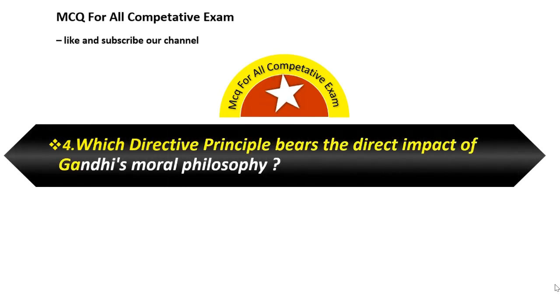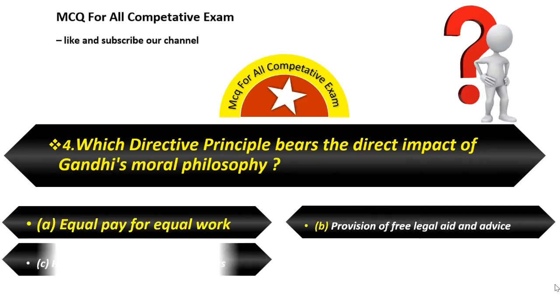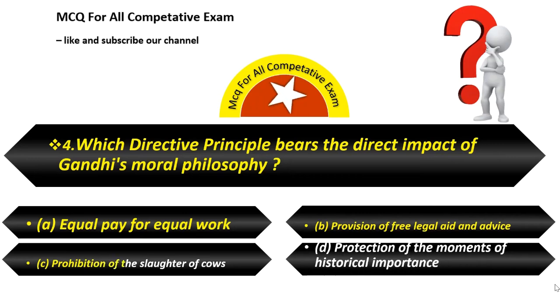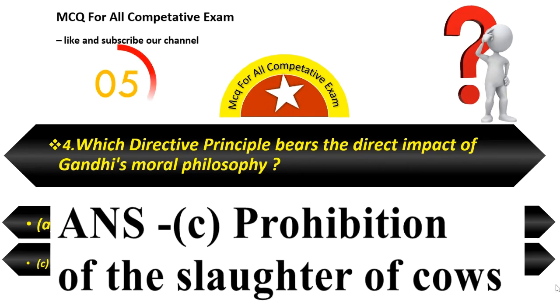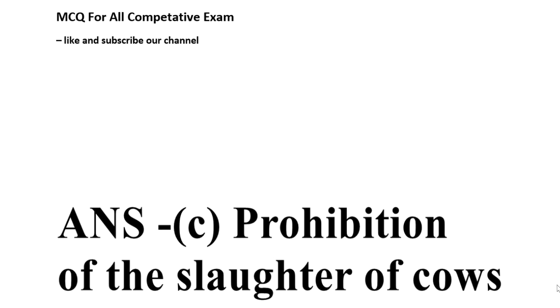Which directive principle bears the direct impact of Gandhi's moral philosophy? Option A equal pay for equal work, option B free legal aid and advice, option C prohibition of the slaughter of cows, option D protection of the monuments of historical importance. Answer is prohibition of slaughter of cows.